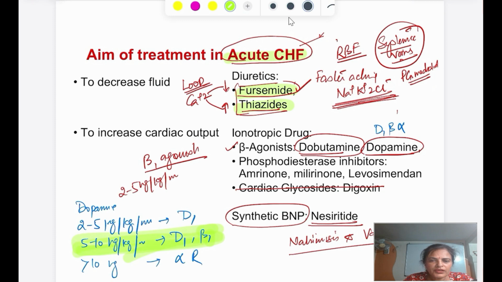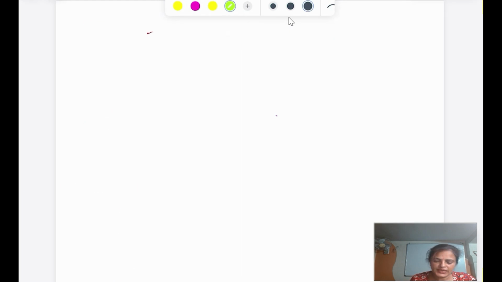Another group of inotropic drugs is phosphodiesterase inhibitors. It is also called PDE. So they are PDE3 inhibitors.